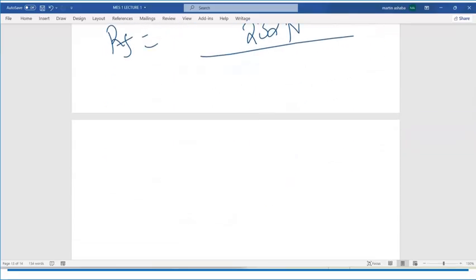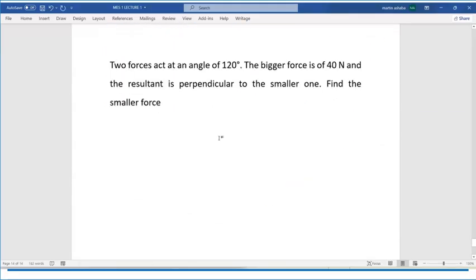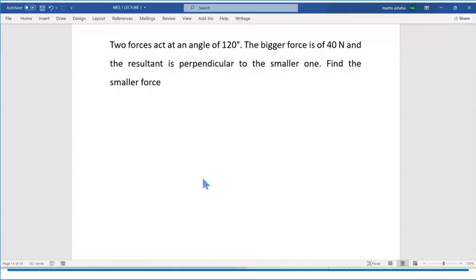Let's look at another example. Two forces act at an angle of 120 degrees. The bigger force is 40 newtons, and the resultant is perpendicular to the smaller one. Find the smaller one. So we have started the real mechanics. Okay, it's not yet the real, but at least we are trying to have a feel.